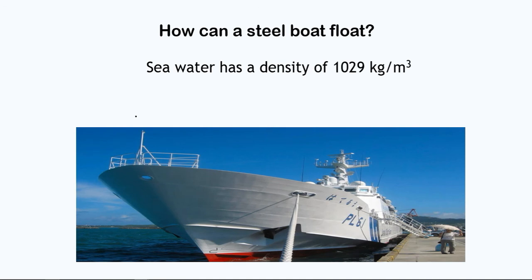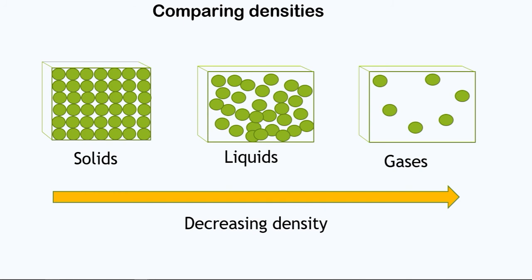Steel is a metal, which is a solid. Seawater is a liquid. In general, if we compare the densities of solids, liquids, and gases, solids are more dense than liquids, and liquids are more dense than gases.